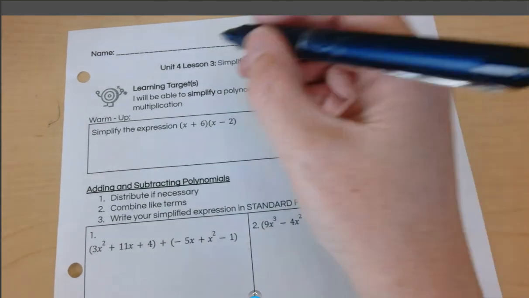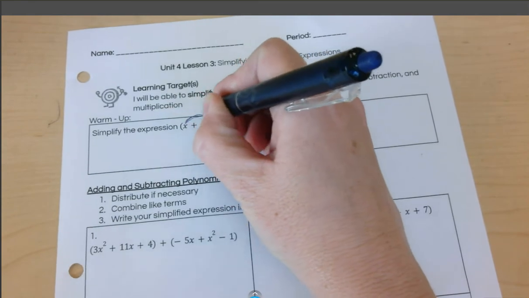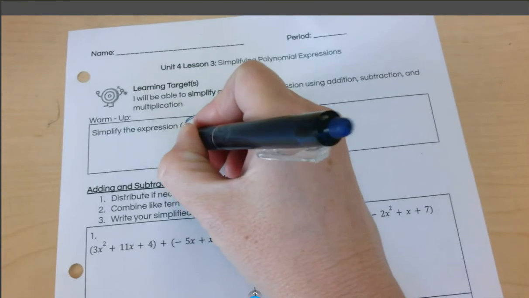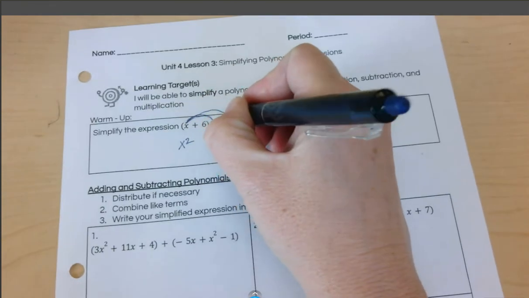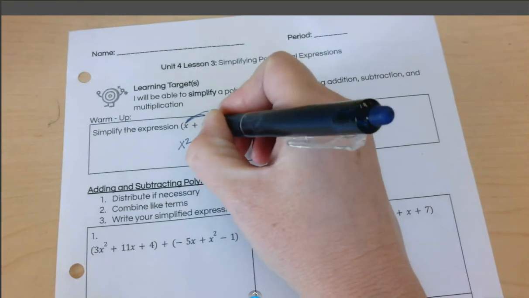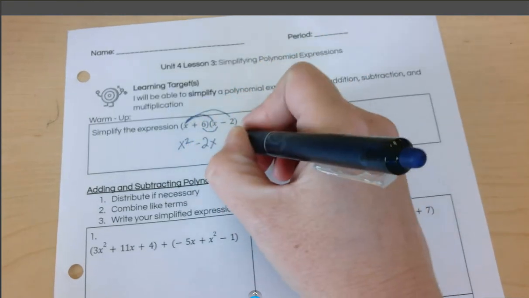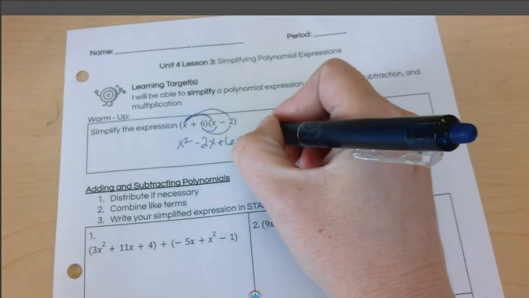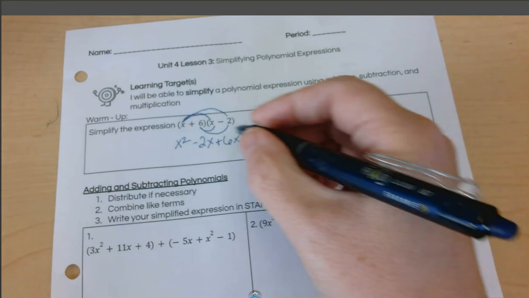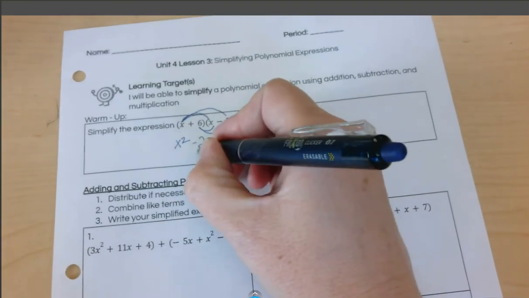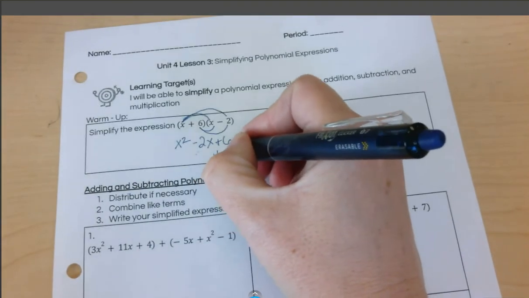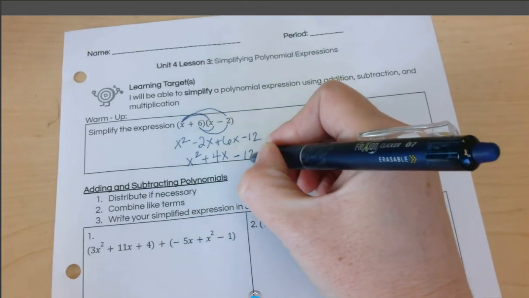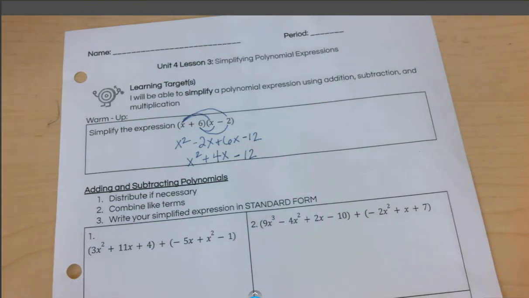So we're going to start by simplifying. We're going to multiply. And whenever you multiply, remember to distribute. So x times x is x squared, x times -2, and then I distribute the 6 times x, and 6 times -2. And then after you distribute, you want to combine like terms. So I'll combine -2x and 6x to make a positive 4x, and bring down the x squared and the -12. So that's a multiplying problem when you distribute.